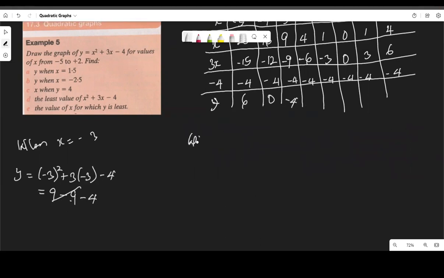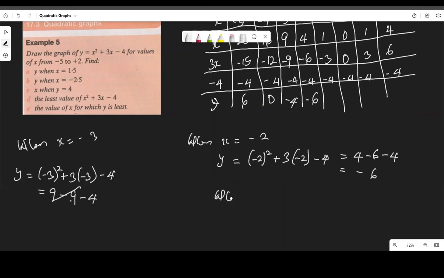When x is equal to -2, y will be -2 squared plus 3 times -2 minus 4. -2 squared is 4. Then 3 times -2 is -6, minus 4. Minus 6 minus 4 is minus 10. 4 minus 10 is -6.